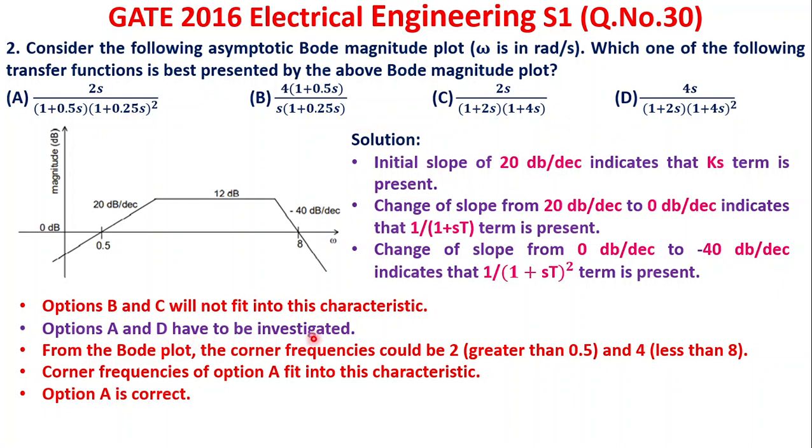That is what I have said. Here, one point is that this corner frequency should be greater than 0.5 and this corner frequency should be less than 8. If you investigate both of these transfer functions, this one has corner frequencies 2 and 4, whereas this one has 0.5 and 0.25. Therefore, this cannot fit the behavior. This one fits closely, because this frequency is definitely greater than 0.5, so 2, and this frequency is definitely less than 8, so 4. Therefore, option A only is correct.